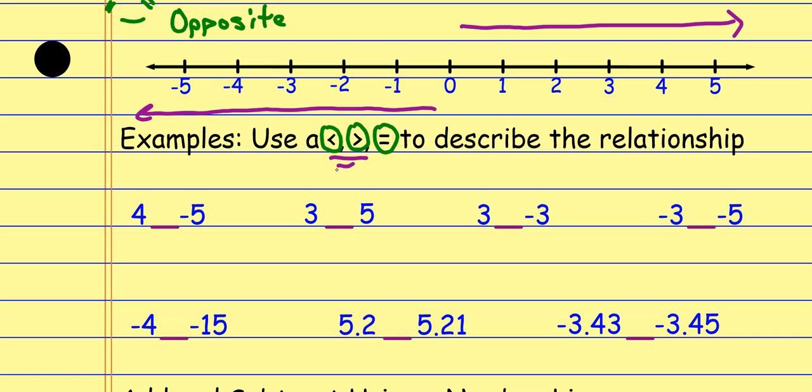So in this one, the negative 5 is smaller, the positive 4 is bigger. So the alligator eats the positive 4, okay? And we can easily see that on the number line. But we don't want to have to draw a number line every time, so start to visualize that number line, okay?